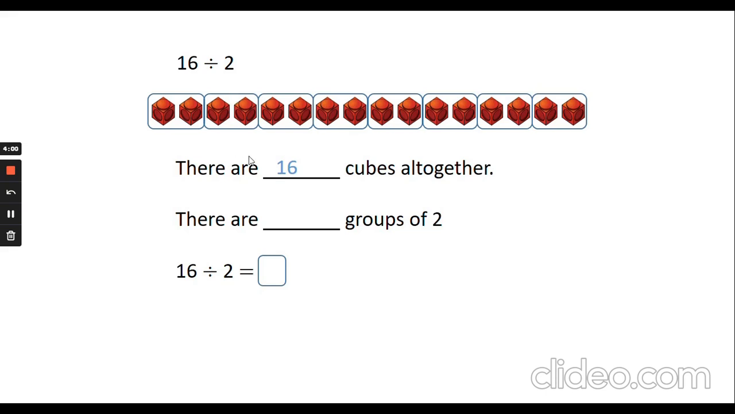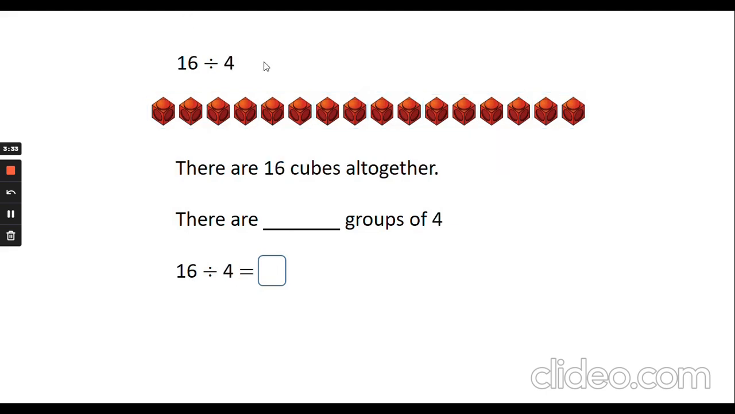And we were dividing by 2. And now we need to find out how many groups of 2 we can make. So we need to count how many lots we have. We have 1, 2, 3, 4, 5, 6, 7, 8 groups of 2. So we now know that 16 divided by 2 equals 8.